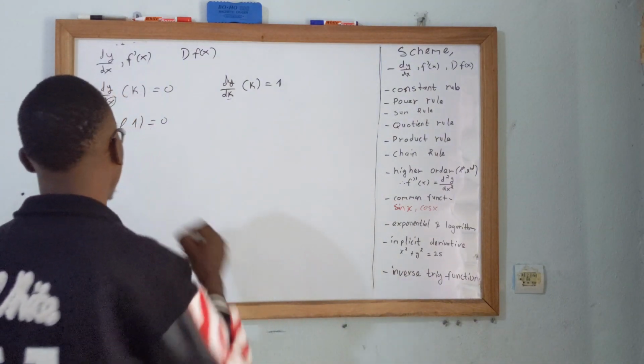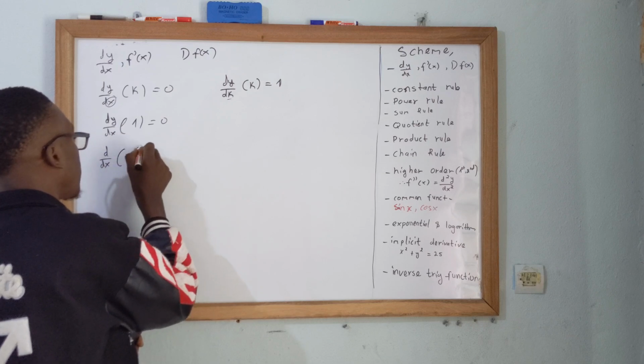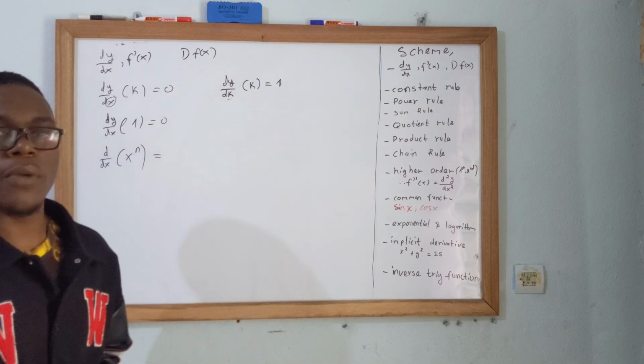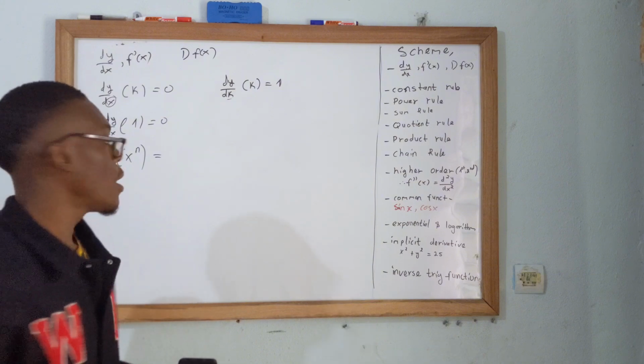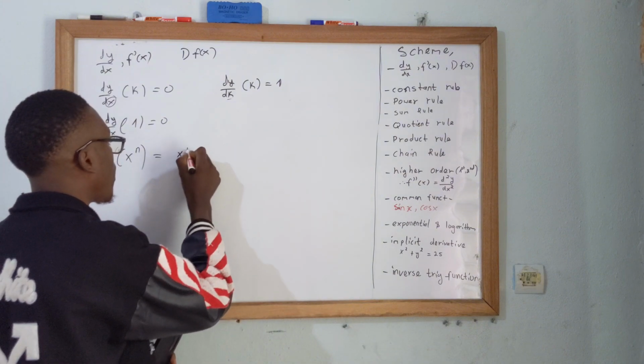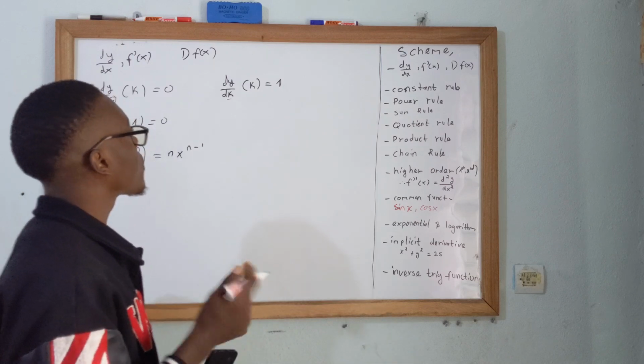The power rule coming on with what? d all over dx of what? x to the power n. Okay, using the power rule here, we are going to do what? Bring down this n, and that will be x to the power n minus 1. And what are we going to be having? x to the power n minus 1, all that times n. Here is the power rule.